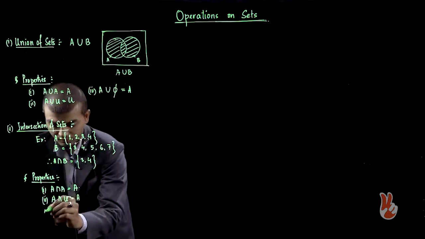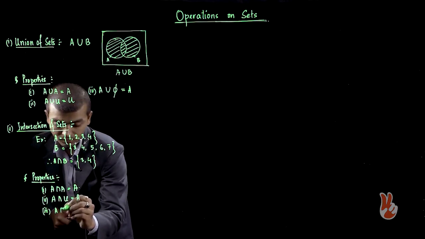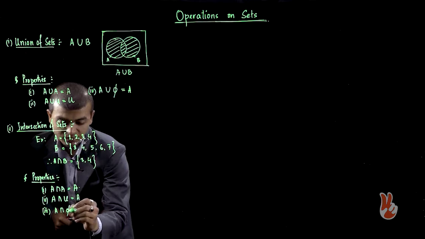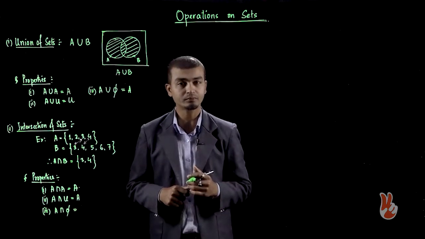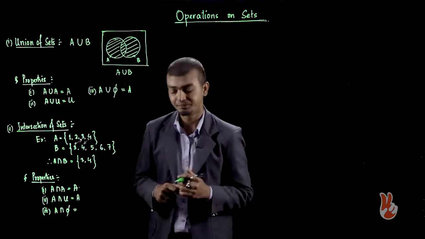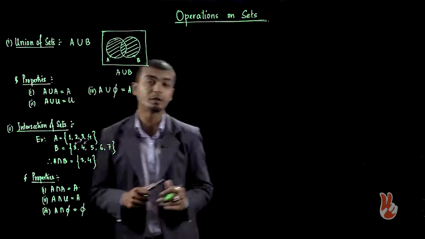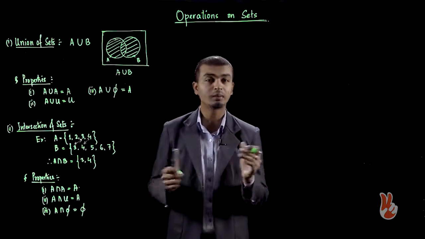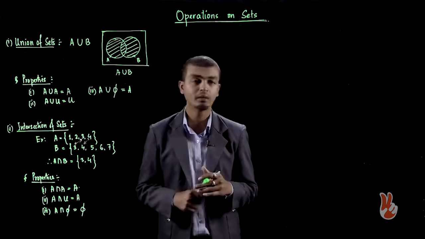The number 3 is A intersection the empty set phi will be equal to, yes, what will be the answer? Obviously, it will be the empty set again, because A and the empty set share no common element. So, that is why it will be phi.